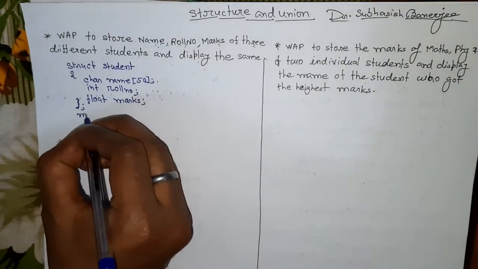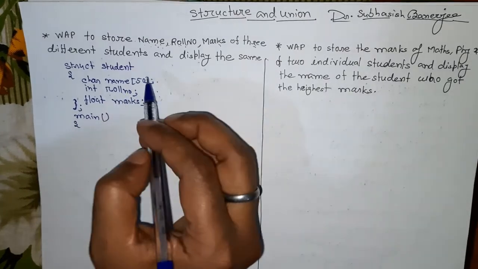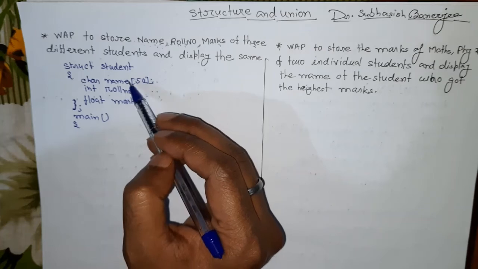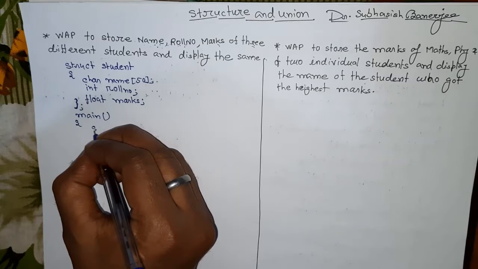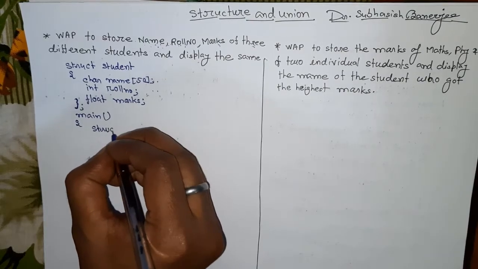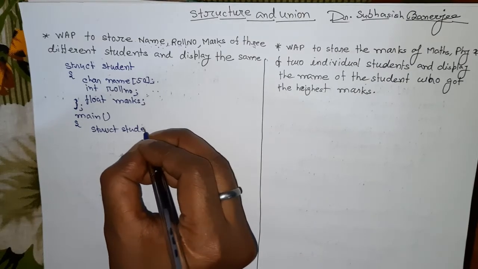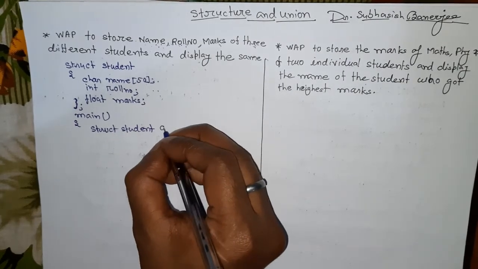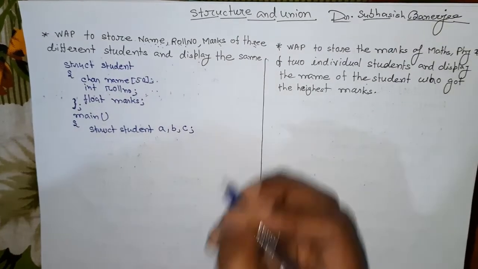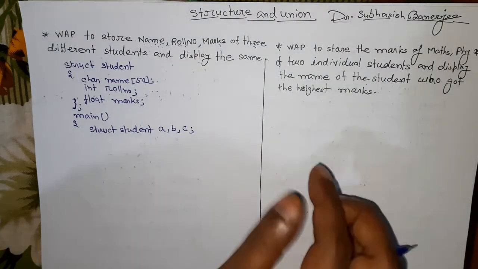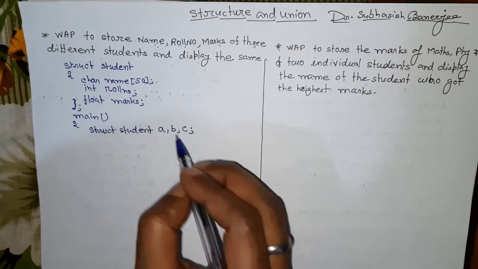So let's have main. Here we need to store the records about name, roll number and marks of three individual students, so we'll use three variables. struct student. Let's have A as the first student, B as the second student, C as the third student. Okay. Here we will have to enter the name, roll number and marks of all the individual students.